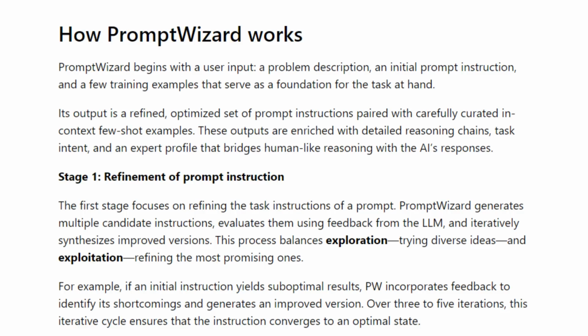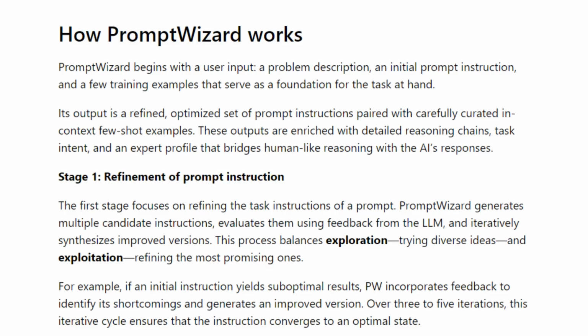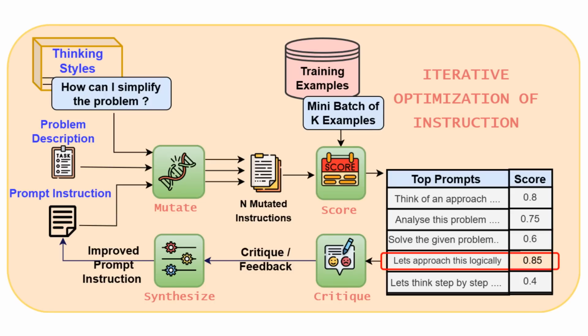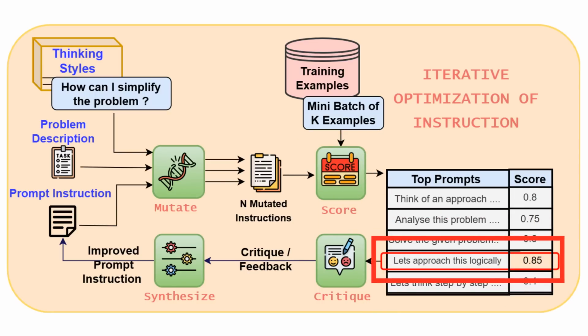Okay, so if we look at this in a little bit more detail, we can see that stage one of this is the refinement of the prompt instruction. So this prompt instruction that goes in, obviously you're going to pass that in with the problem. In this case, PromptWizard also passes in some thinking styles. This is a little bit similar to the DeepMind Prompt Breeder idea, where you mutate prompts. And you can see we get a set of mutated instructions. These can then be scored to see what went well. And we can take each of these mutations and see that this one came back out.